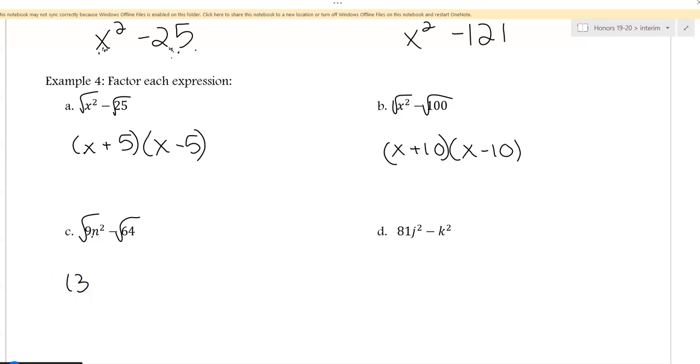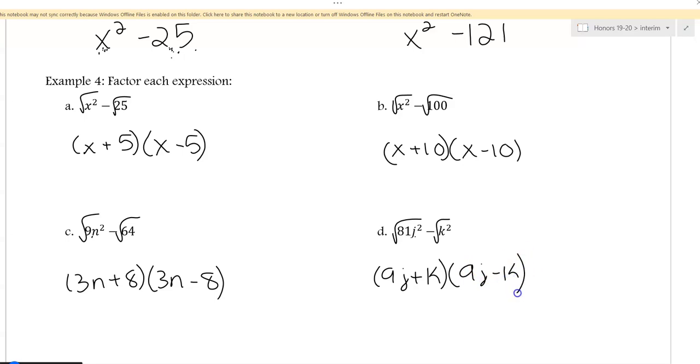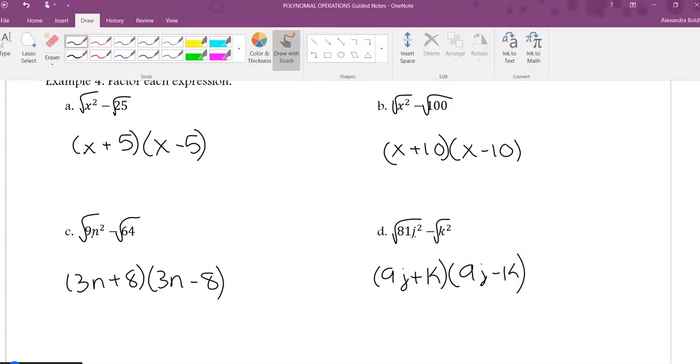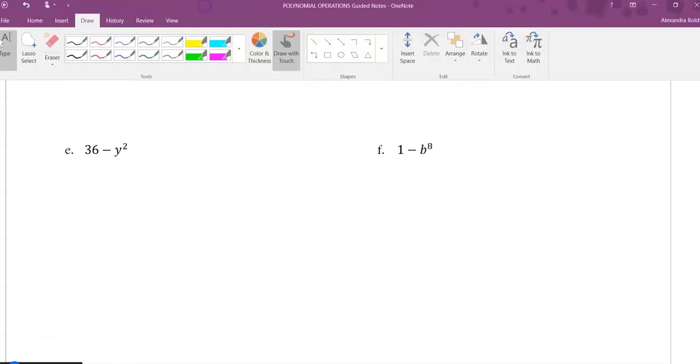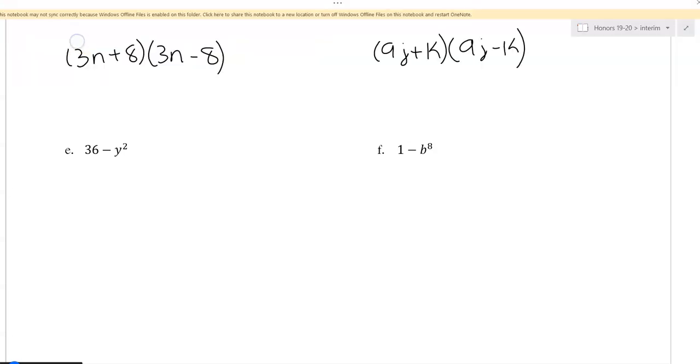All right, same thing here. Be very careful of the order, because subtraction cannot be switched. So with 36 minus y squared, if I take the square root, I have 6 plus y and 6 minus y. This is not the same as y minus 6. I cannot switch subtraction, so it has to be in the same order.